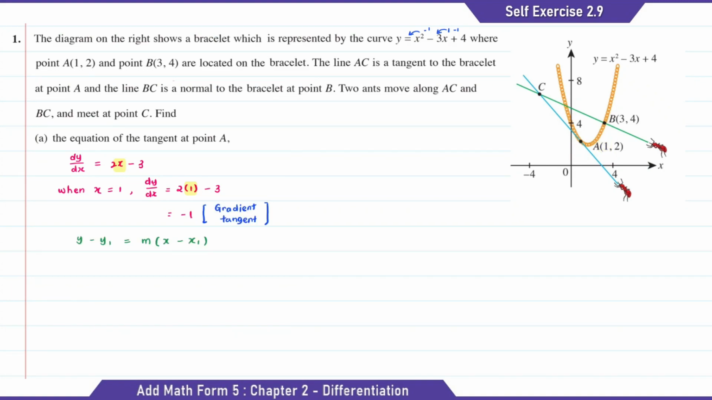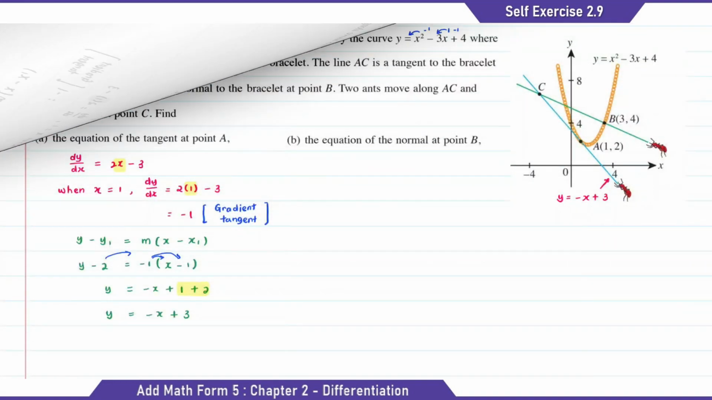To find the equation of the tangent, we're going to use this formula, and we're going to let the coordinate A here be (x1, y1). Then y minus 2 equals negative 1 times (x minus 1). Then y equals negative x plus 1 plus 2. Then the equation will be y equals negative x plus 3.